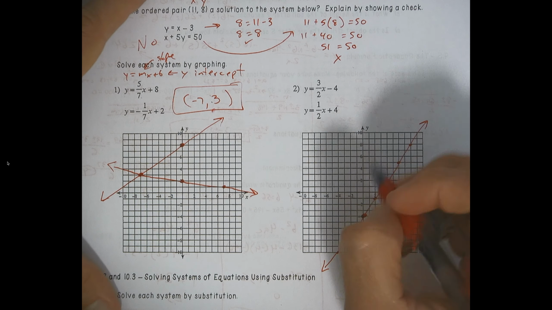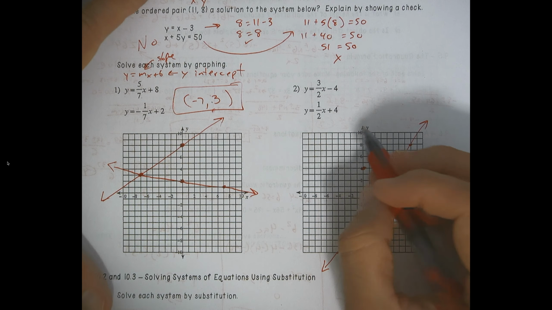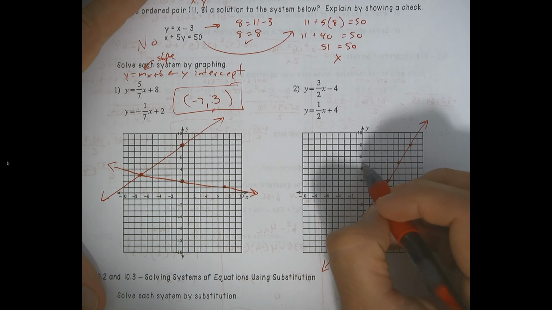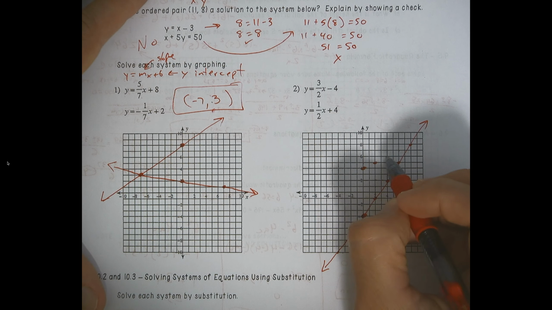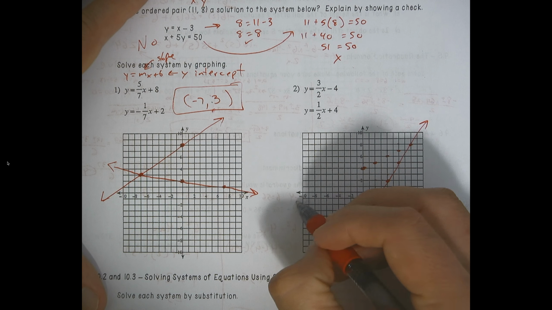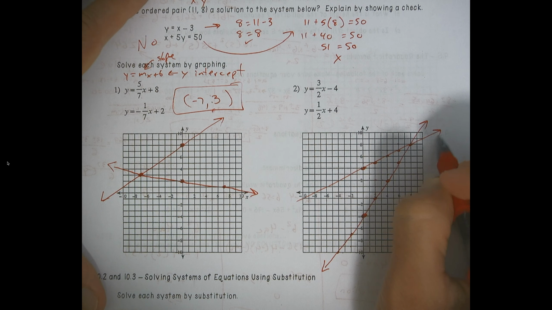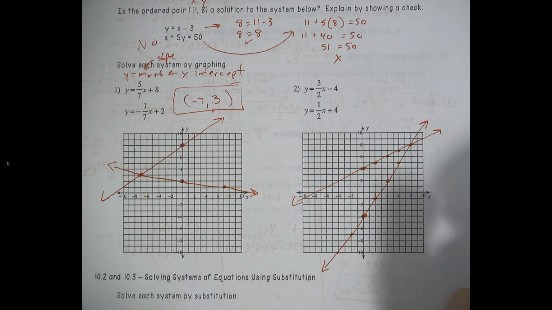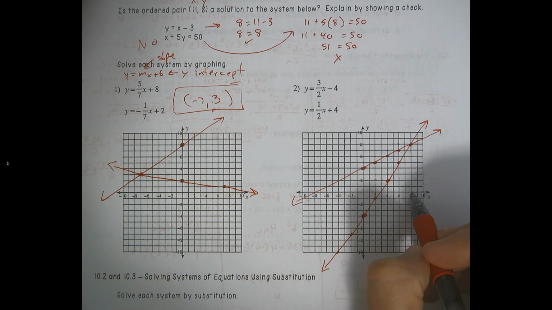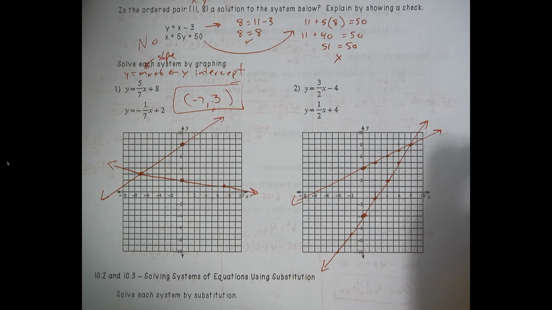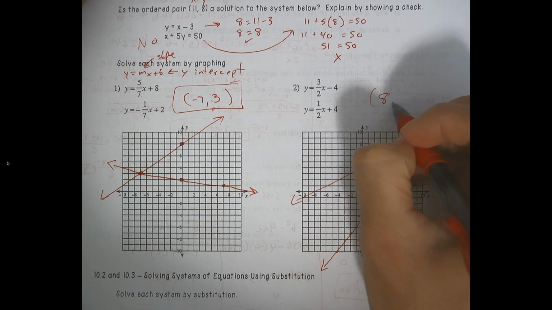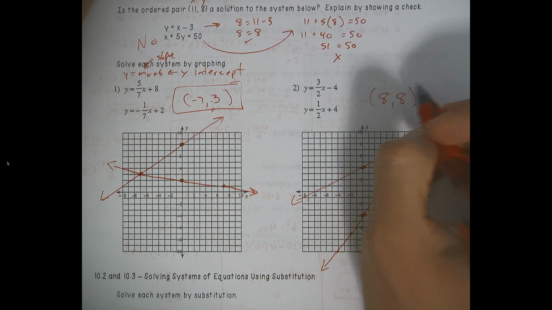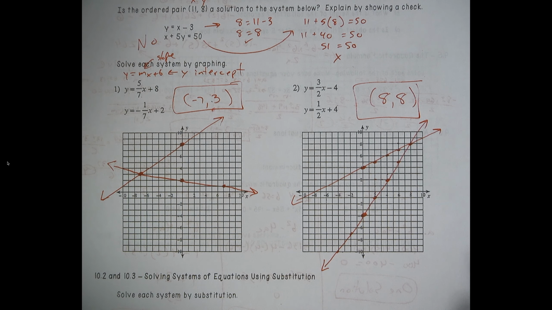And the other one starts at positive 4, and it's going to go up 1 over 2. So up 1 over 2, up 1 over 2, up 1 over 2, up 1 over 2. There's our intersection. So we don't have to be really precise over here. We know that this is going to be the solution to the system. X value looks like it's at 8, and the y value also looks like it is at 8. So our solution is (8, 8).